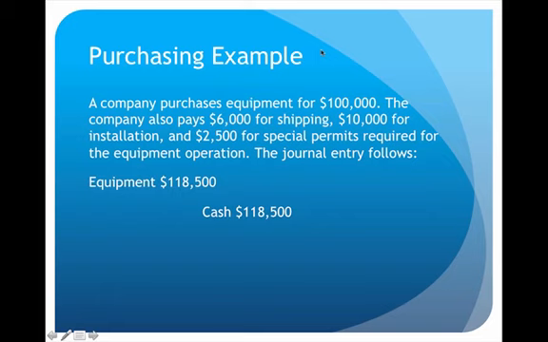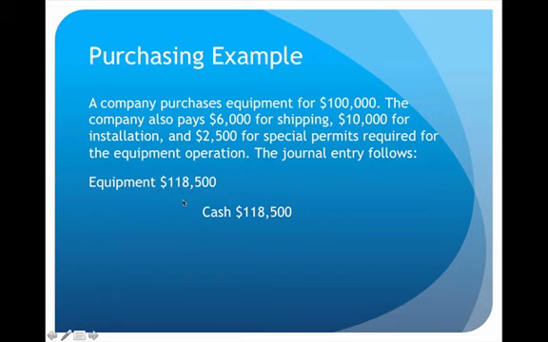Well, believe it or not, we would not account for all these things separately. They would all be added together. So all those amounts would be added together, and you get from that $118,500. We debit the asset, equipment, and we credit cash for the total.